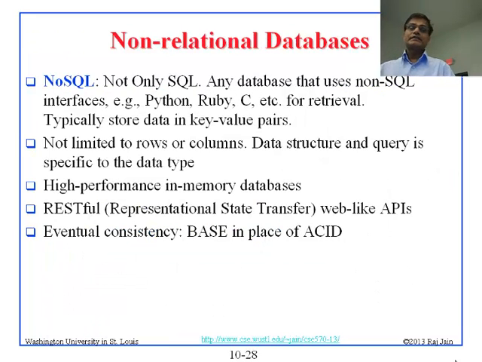So non-relational databases are called NoSQL. No stands for not only. Not only SQL. So any database that uses a non-SQL interface is called NoSQL. You can use C, Ruby, Python, any language for retrieval. Typically the data is stored in key value pairs. So then you don't need SQL. There is a whole variety of NoSQL databases, and they are not limited to rows or columns. Data structure and query is specific. So they don't need tables.